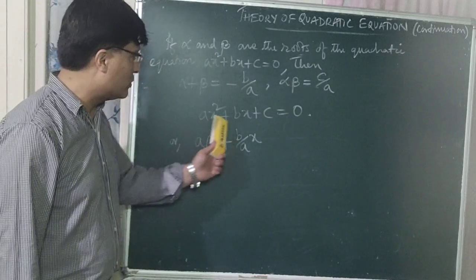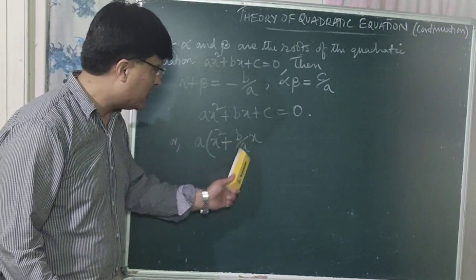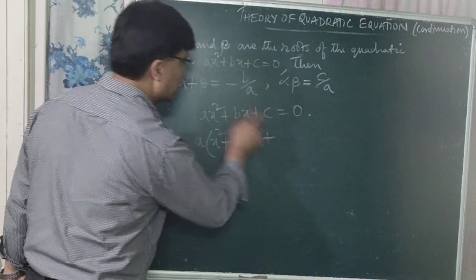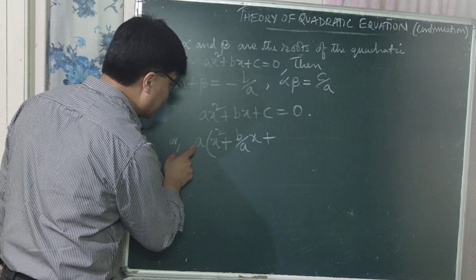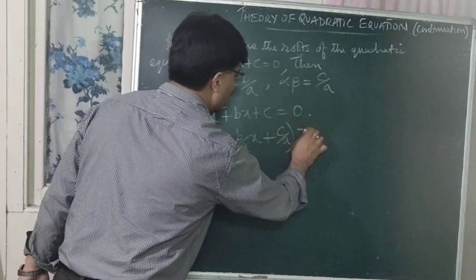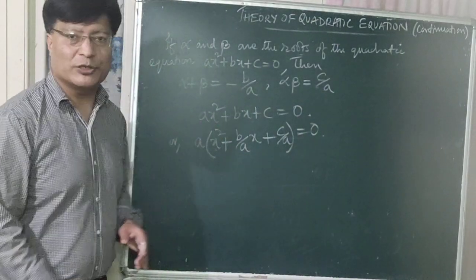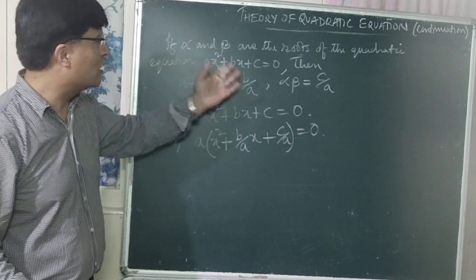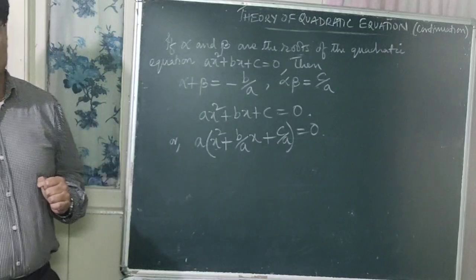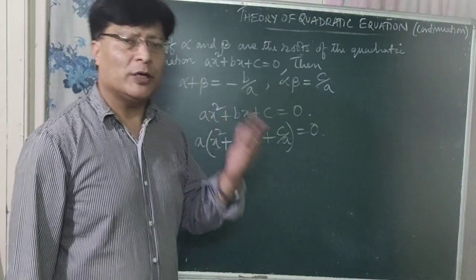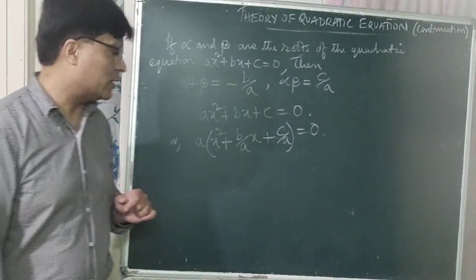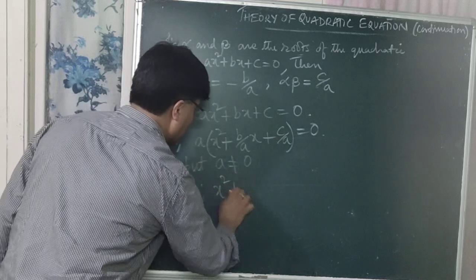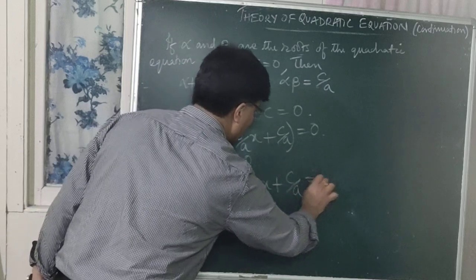By which number will you multiply this a to get bx? That is bx by a. Check it. When a multiplies bx by a, a gets cancelled and you will get bx. It is correct. Plus again, if you take a common, what will be the expression here? By which number will you multiply this a to get only c? That means c by a, which is equal to 0. But you know that a is not equal to 0, because if a is equal to 0 then this ax square vanishes and you get bx plus c, which is no longer a quadratic equation, because you know that in a quadratic equation the highest power of x must be 2, x square. Okay. Now, a is not equal to 0, therefore x square plus b by a x plus c by a is equal to 0.